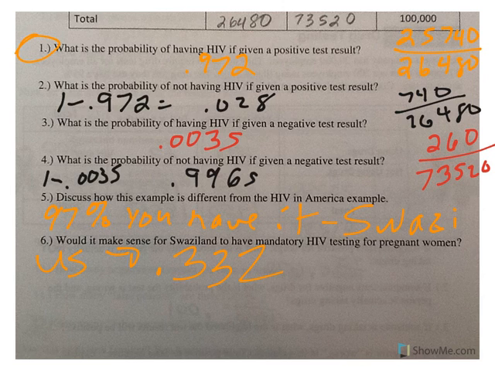In number 6 here, would it make sense for Swaziland to have mandatory HIV testing for pregnant women? I don't know. I mean, with their high percentage of people having it and the test being so accurate, I guess you could make a case for yes, but I don't know. That's a little bit outside of my scope of comfort of whether or not that's really something important. So let's go to page 157.